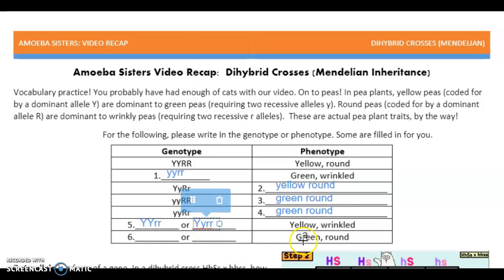Okay, green. Green is the recessive trait, so the only way to show green would be little y, little y. Round is the dominant trait, so it could be heterozygous and show up round, or it could be homozygous round. Green still has to be recessive. Those are the possibilities.